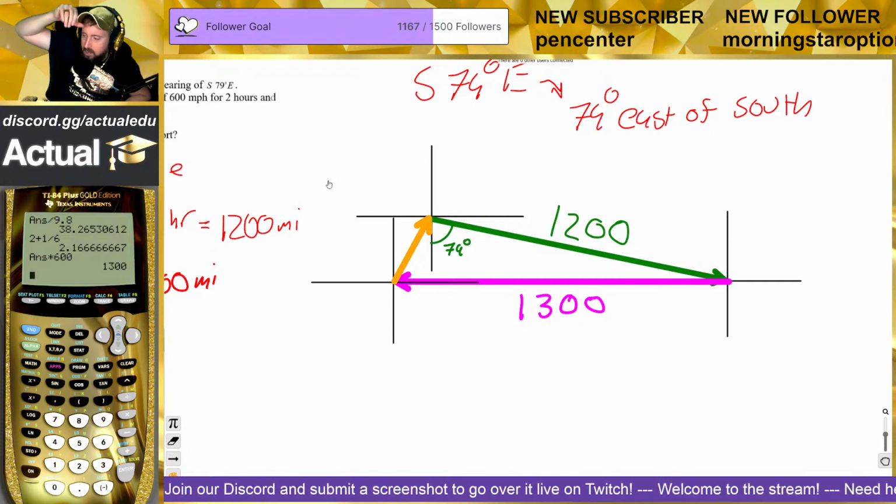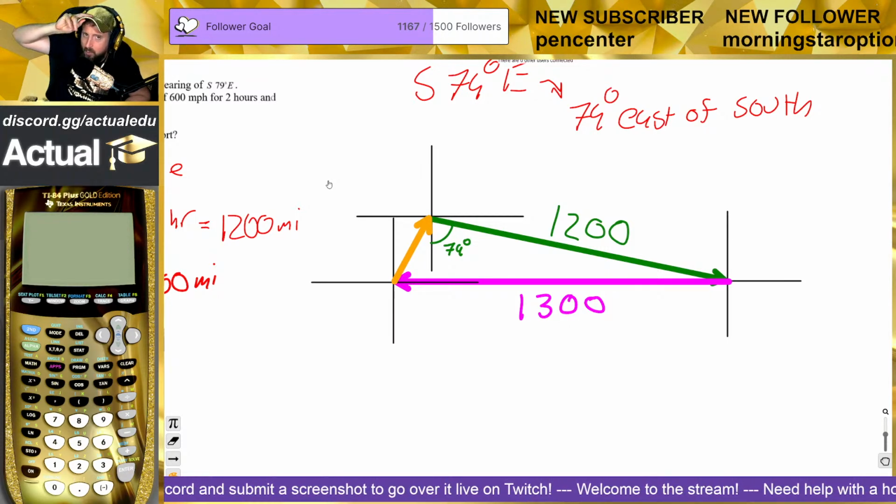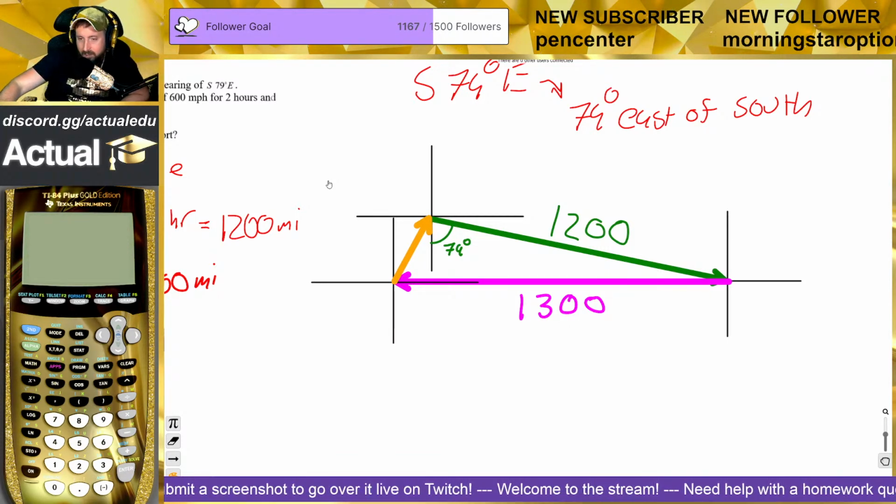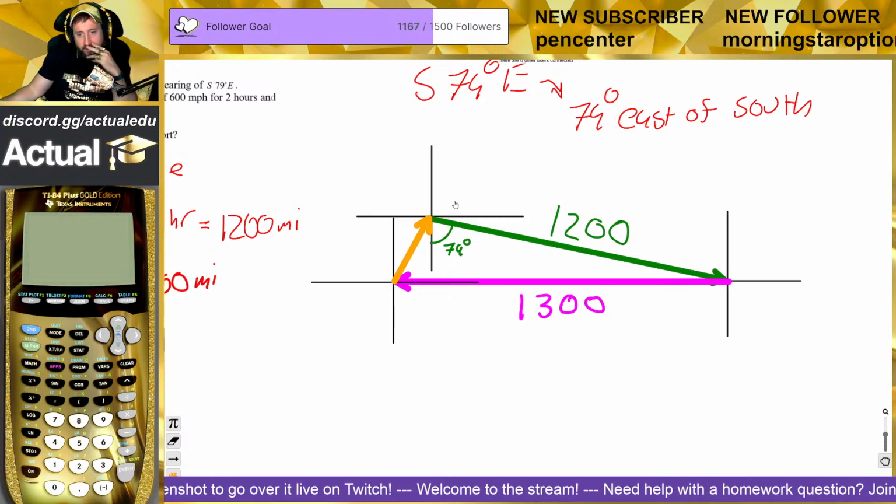You can check your answer key to see how your teacher does it. I think you need a calculator for this. I think we are going to need a calculator. I'm trying to see if there's a way to do this without a calculator. I don't think so.